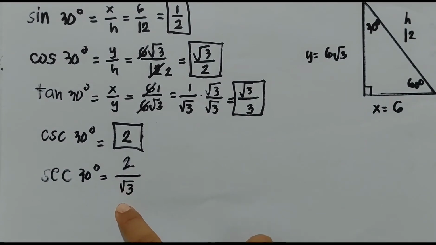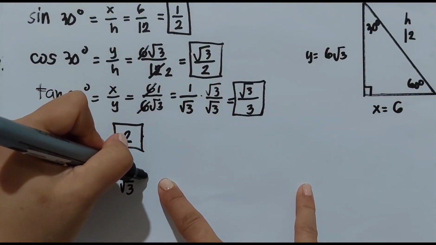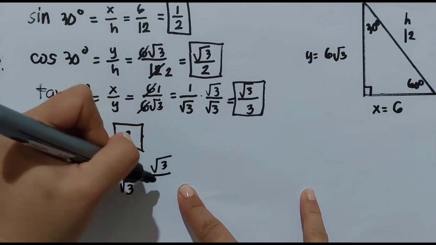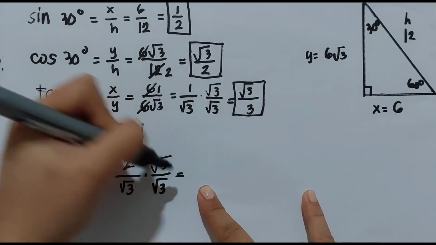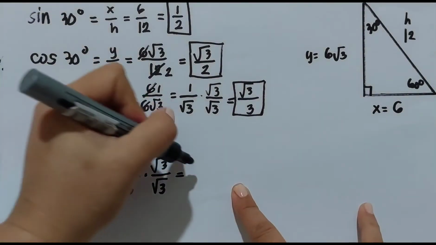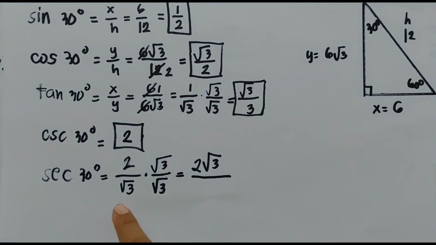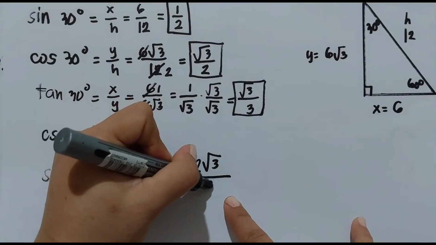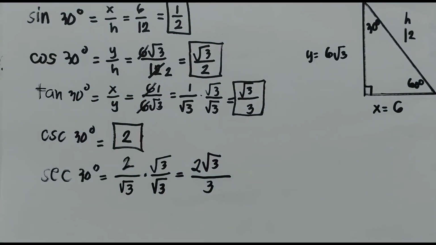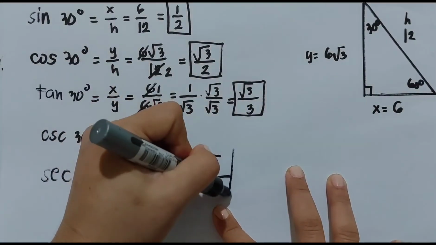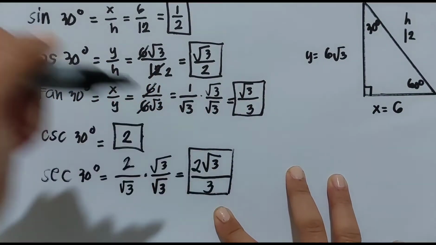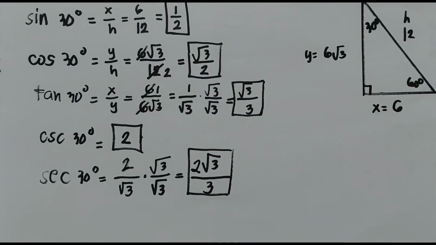Now, since there is a radical sign at the bottom, we have to remove it, so we have to rationalize. Multiply both by square root of 3. So, 2 times square root of 3, so that is 2 square root of 3 over square root of 3 times square root of 3, that is square root of 9. And square root of 9 is equal to 3. So, therefore, secant 30 degrees is 2 times square root of 3 over 3.